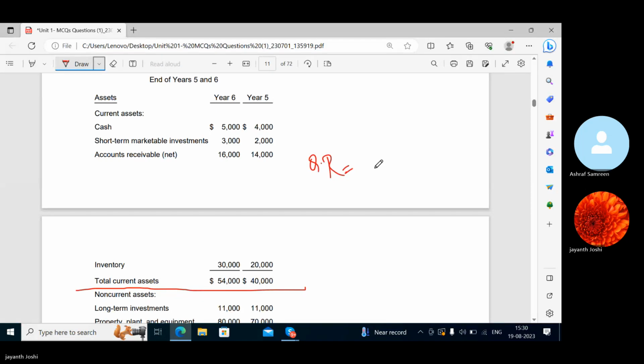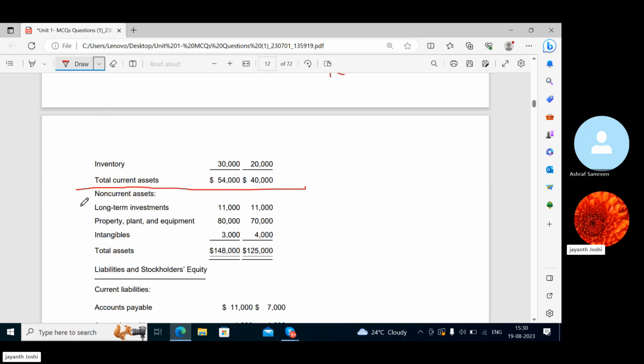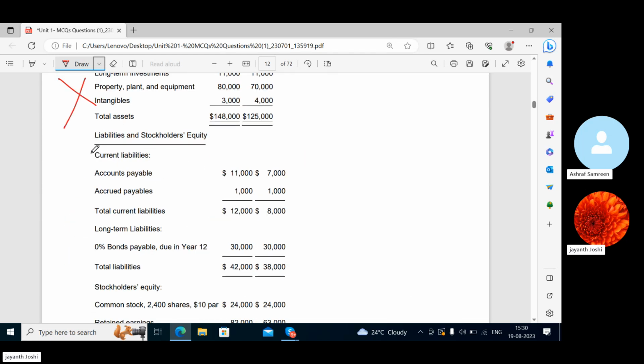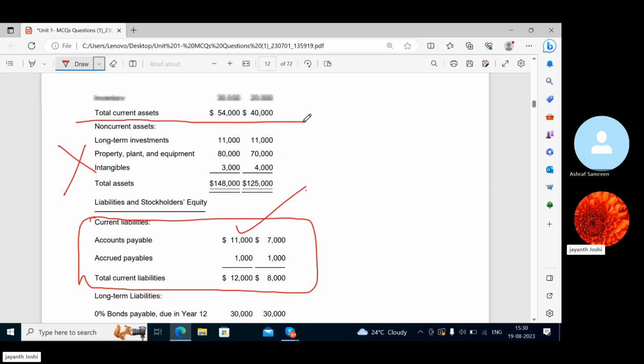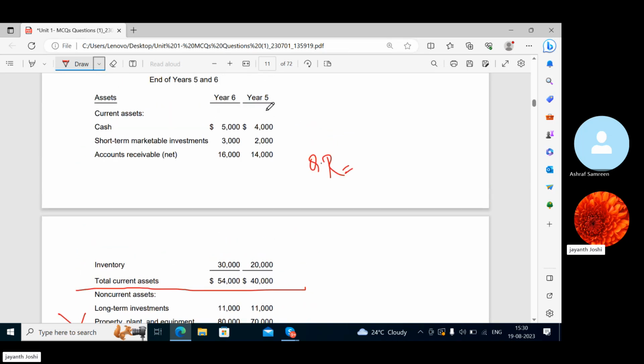To find out the quick ratio, what do you want? Current assets and current liabilities, right? So these are given to you. So the non-current asset is also of no use. Current liabilities are given from here to here. So our data, what we want, is only the current liabilities and the current assets. Fine. So can you just find out the quick ratio by applying the formula? Can you just try and tell me the answer? I'm waiting.